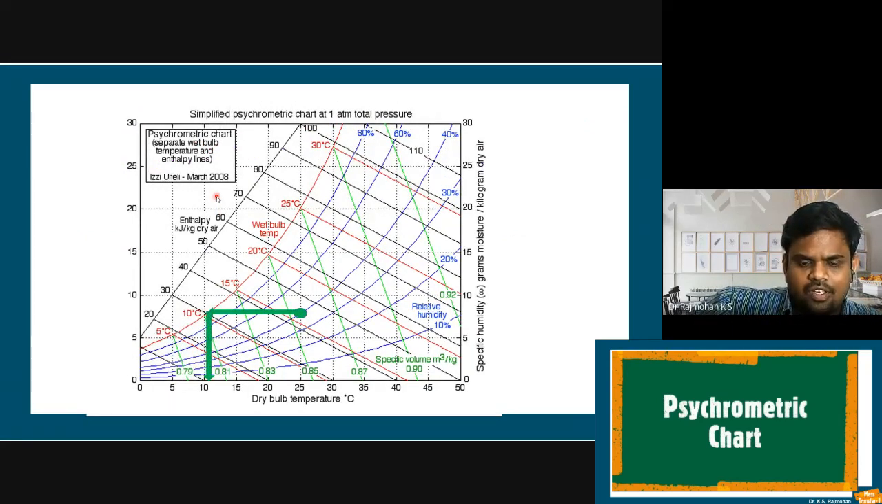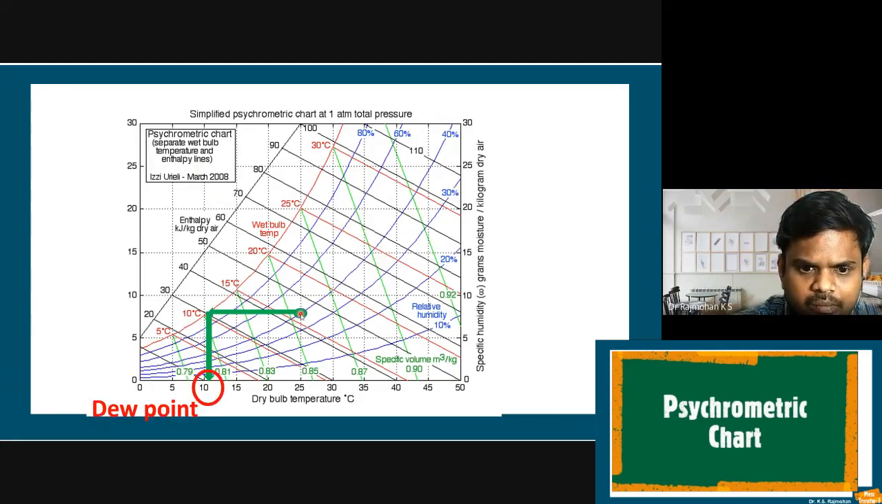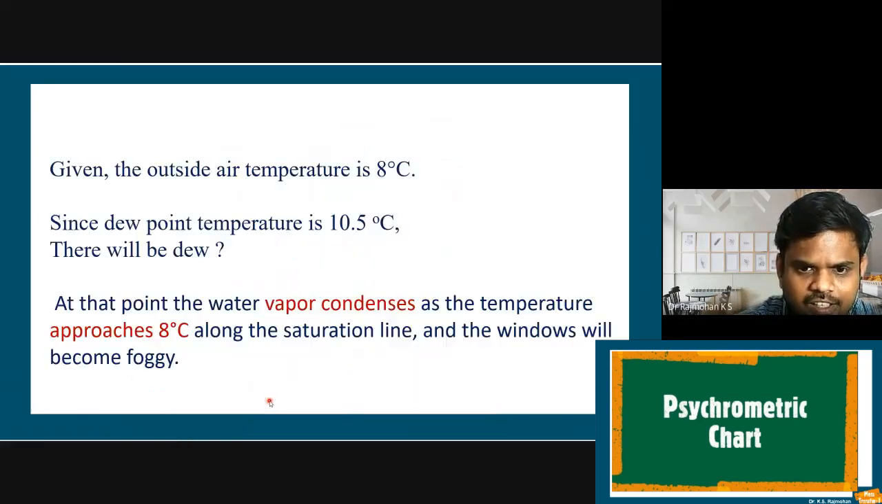If I mark it, this is the point we have to mark for the given temperature and pressure. If you draw a line horizontally to the 100% saturation line and read the x-axis, we are going to get the dew point temperature. We can see that it is just about 10 degrees Celsius. So even when the temperature is about 10, we are going to have dew point. If the temperature is further reduced, obviously condensation, that is dew, will be there. So the value we get is slightly higher than 10 degrees Celsius.